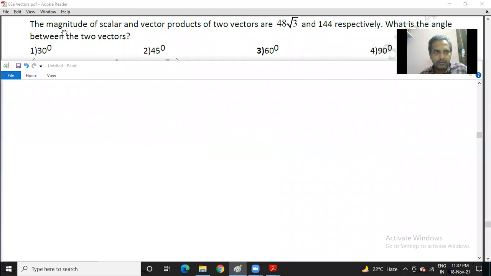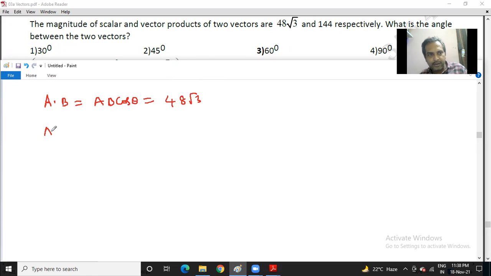Let us do another question. This is the combination of both scalar and vector product. The question is, the magnitudes of scalar and vector products of two vectors are 48 root 3 and 144 respectively. What is the angle between the two vectors? So first let us write the scalar product. A dot B is equal to AB cos theta. Its value is given as 48 root 3 units.